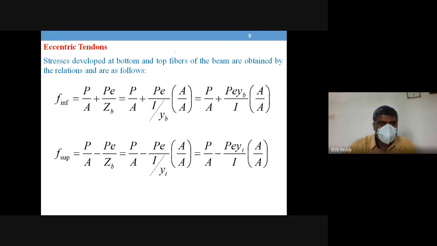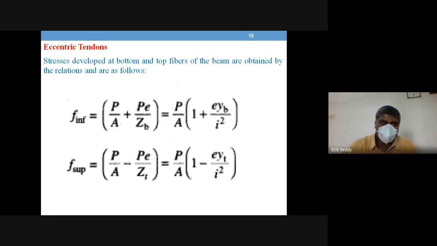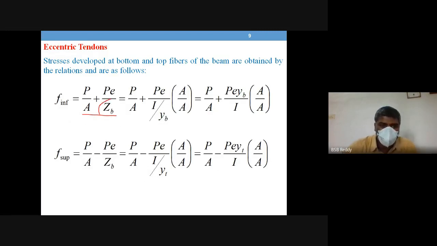Going for the stresses developed at top and bottom, just reorienting to have the final form of the formulas. So we have PE by Z. Z can be replaced by I by Y, and multiply and divide with A, so that P by A can be taken common. So P divided by A will come out of this equation. So it will be P by A into 1 plus, what is remaining is E YB, where B is inferior, meaning bottom, and superior means top, SUP, top.